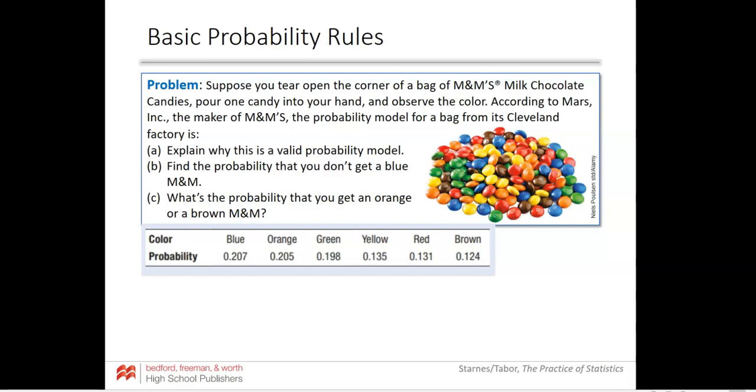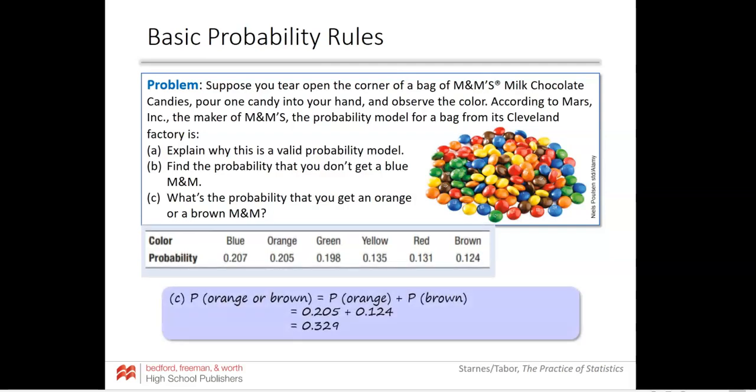What if you want to get an orange or a brown? So orange is 0.205, brown is 0.124. Are those 2 events mutually exclusive? Yes, they are. They cannot happen at the same time if you pick out one M&M. And so you're just going to add those 2 up. That's what our formula says, 0.205 plus 0.124, which is 0.329.